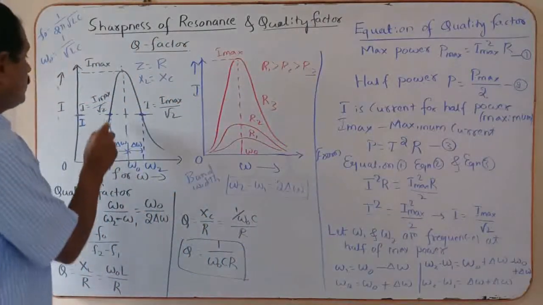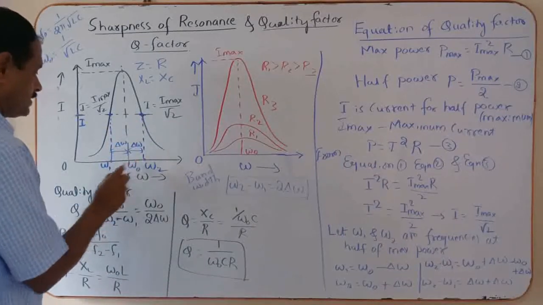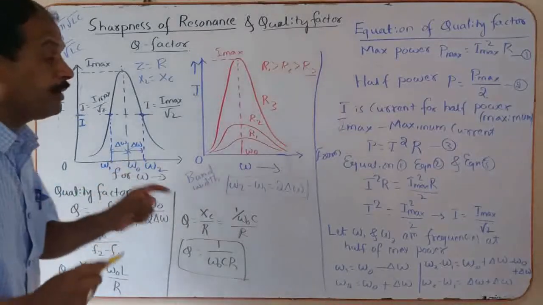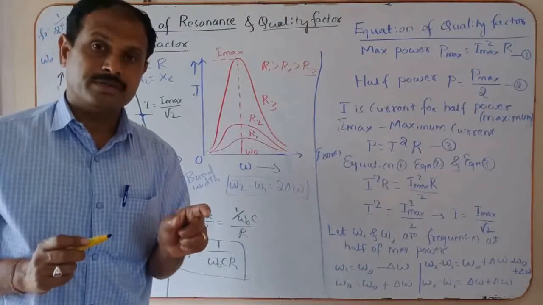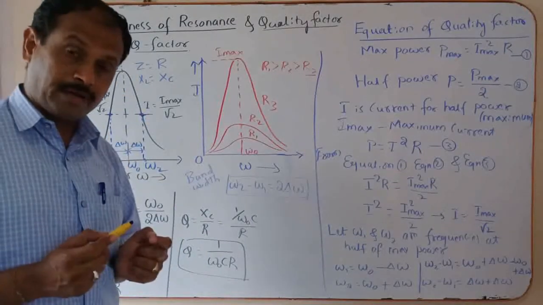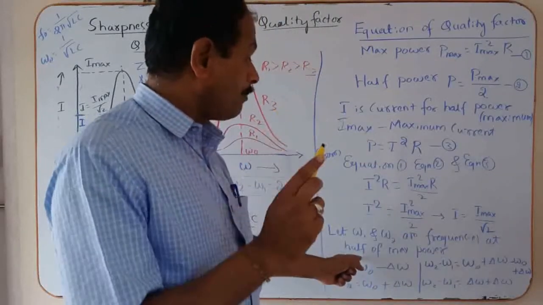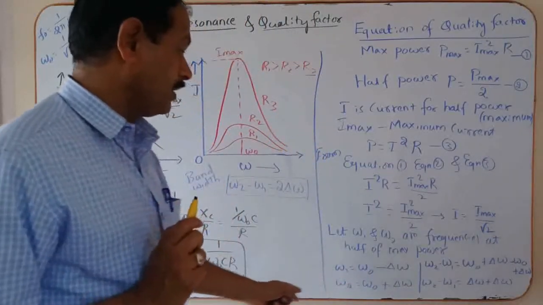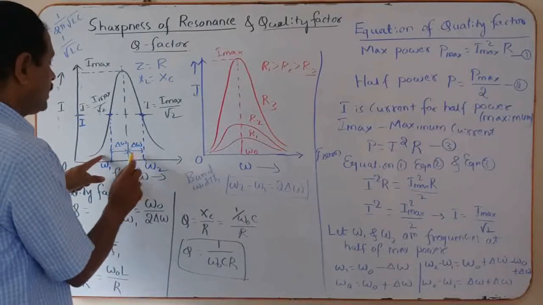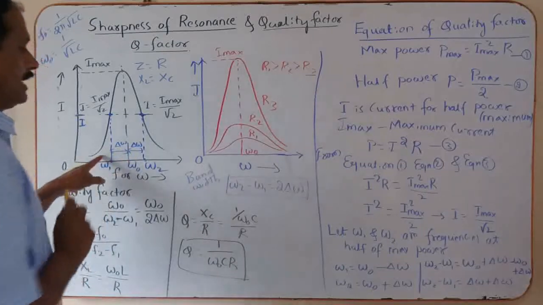Now, from this point and this point, the cutoff frequency. This is the cutoff frequency. These two frequencies are called half power point frequencies, at half of the maximum power. Now omega 1, omega 2 are the frequencies at half of the maximum power. The difference of these two, omega 2 to omega 0, omega 0 to omega 1, is delta omega.